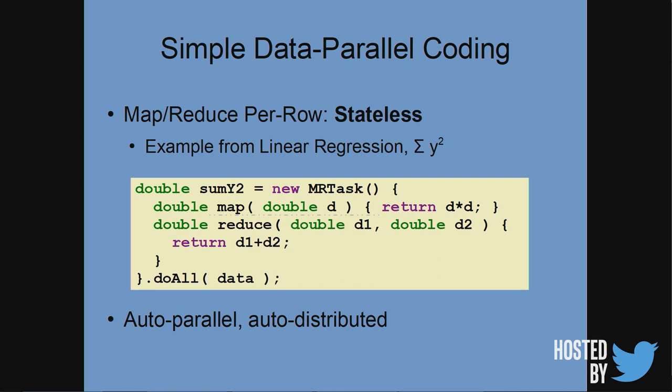So you make an instance of MRTask, and you override map or reduce or neither or both. In this case, if I want to do sum of squares, the map goes from a double to a double squared, and this reduction's a sum.